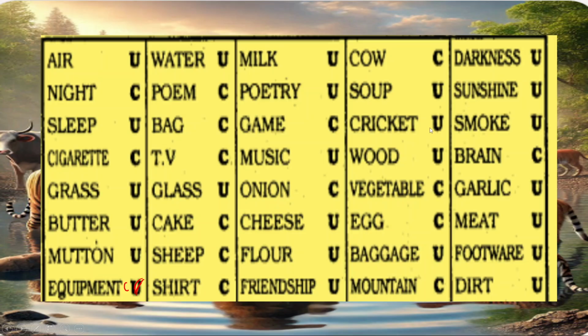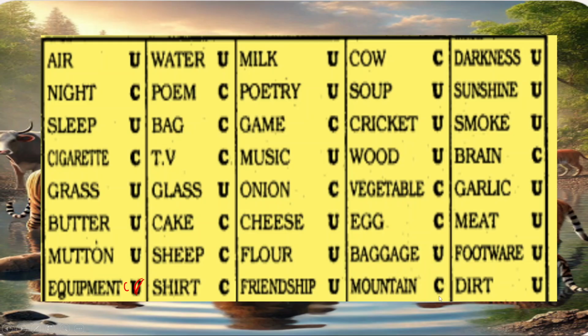Cricket here is uncountable. It is a game, cricket, and an insect is also called cricket. That's why we cannot count. That's why it is written here uncountable if it is treated as an insect. Wood is uncountable. How much wood is available? No, it is not countable. Vegetables countable. Egg countable. Baggage uncountable.